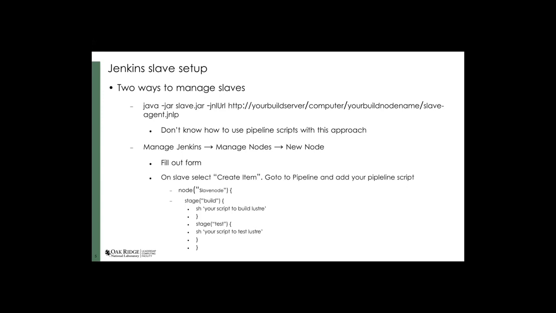So those are basic ways to do it. There's another way to do it. You can run the Java on the slave jar directly for your slave agent. Now, for us, we have headless servers. So I have not figured out how to do the pipeline scripts with this approach. If anyone knows how to do that, I would love to know how to do that.